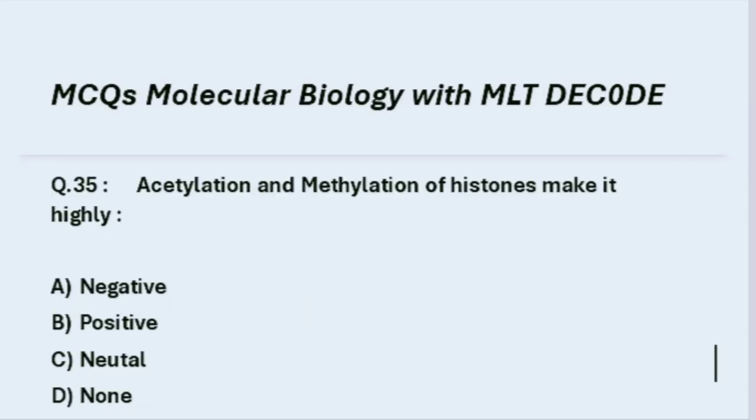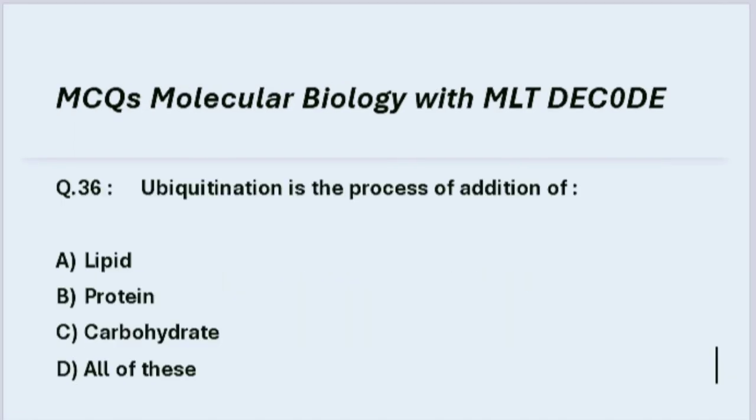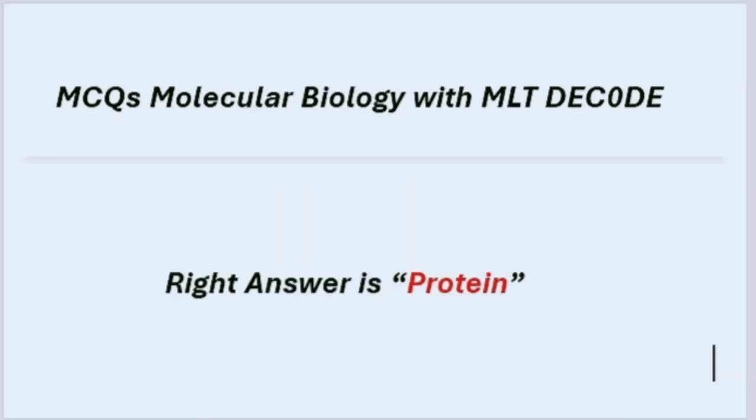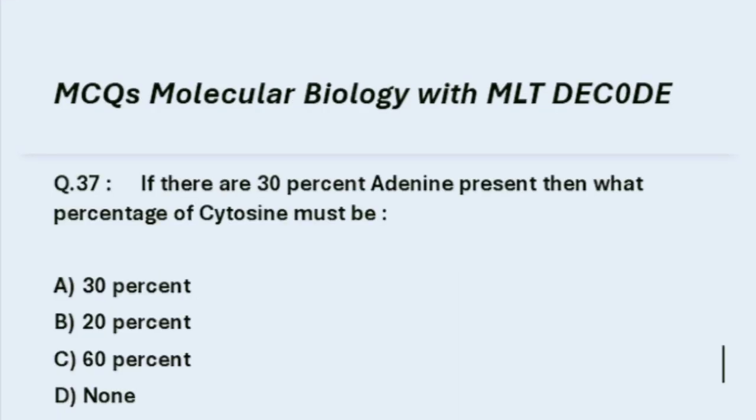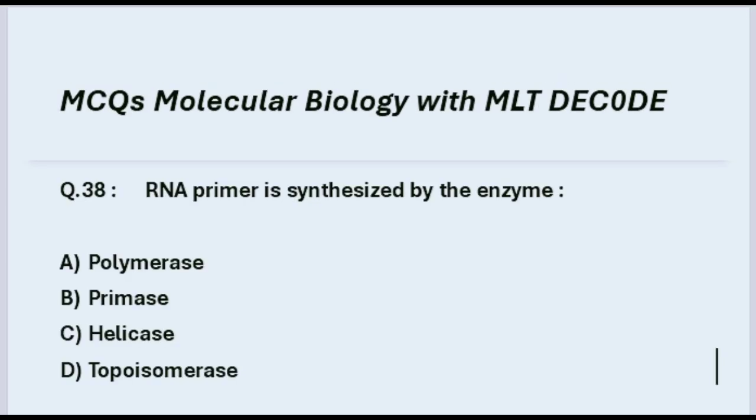The next is: the lacZ gene encodes an enzyme that splits lactose into dimer, monomer, pentamer or none. The right answer is monomer. The next is: acetylation and methylation of histones make them highly negative, positive, neutral or none. The right is negative. The next is: ubiquitination is the process of addition of lipids, proteins, carbohydrates, all of these. The right is proteins.